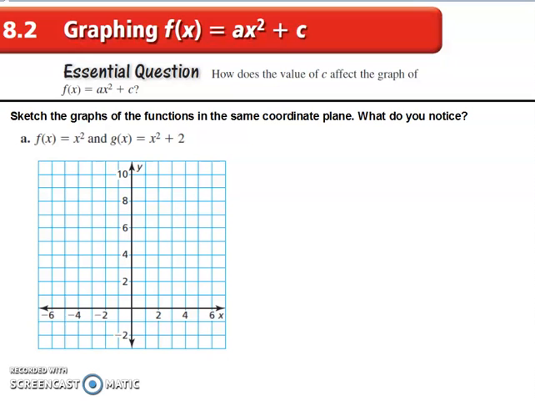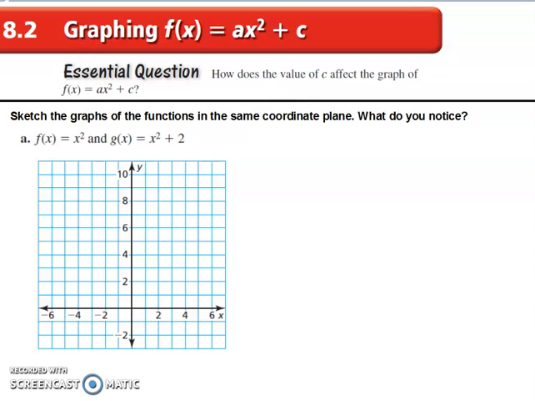Hello, in this video we're going to be discussing graphing f of x equals ax squared plus c. Our essential question is how does the value of c affect the graph of f of x equals ax squared plus c. In our last video we talked about how the value of a affects your graph.